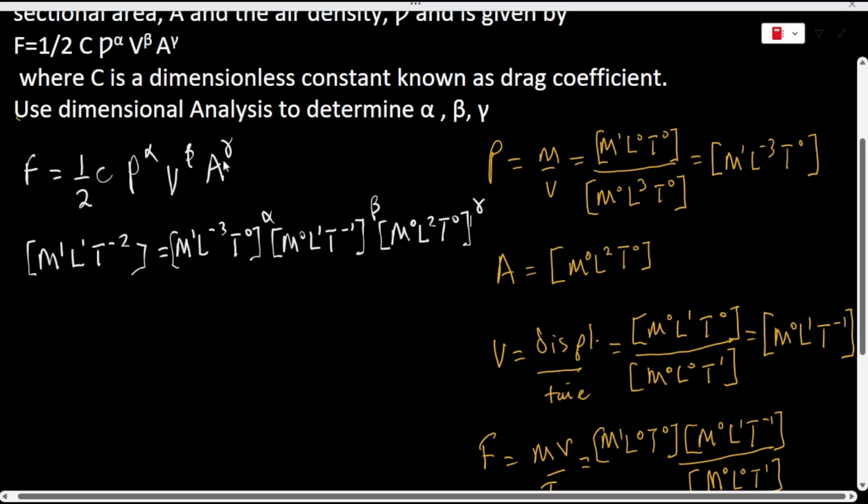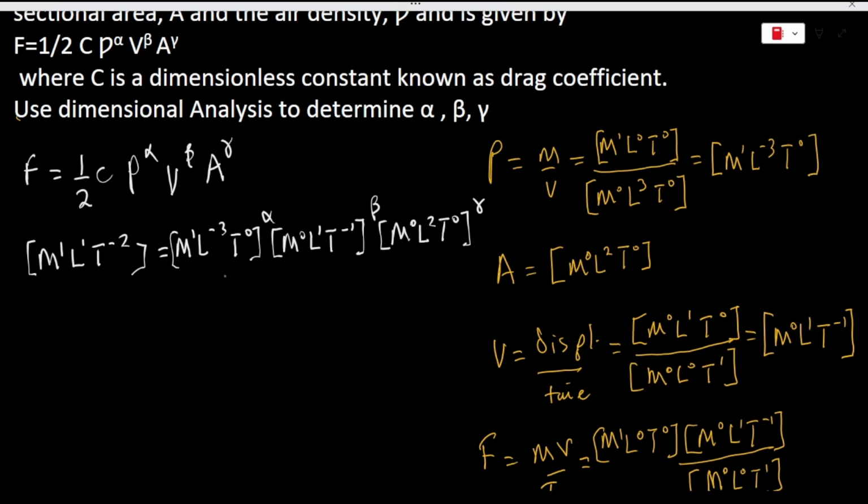Now, the exponent alpha would apply to each of the components within the square bracket. The exponent beta would apply to each of the components within the square bracket, and the gamma exponent here would apply to each of the components within the square brackets in here. So let's go ahead and do that.